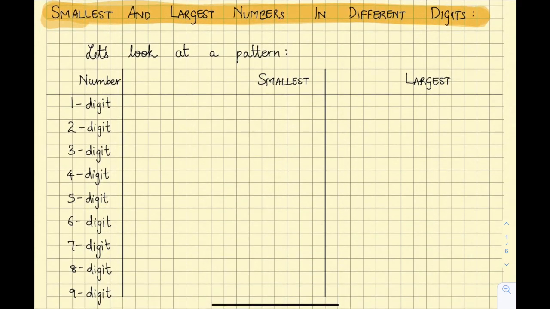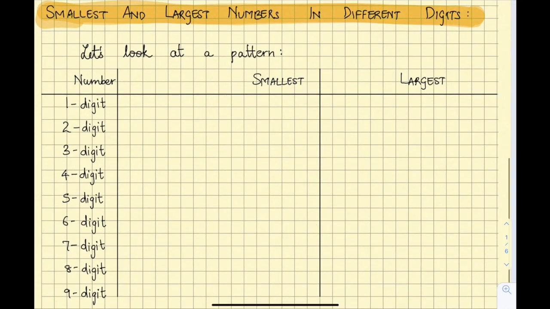Here we are going to see the smallest and largest numbers in different digits. So let us look at a pattern. Firstly we have the number column: 1 digit, 2 digits, 3 digits, 4 digits and so on. Then we are going to write the smallest 1 digit number and then the largest 1 digit number, and we follow the same for all. So let's get started. The smallest 1 digit number is 1, whereas the largest 1 digit number is 9.